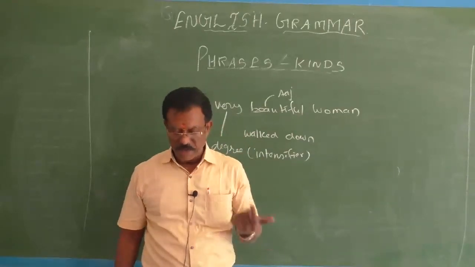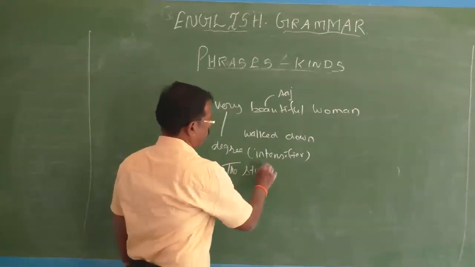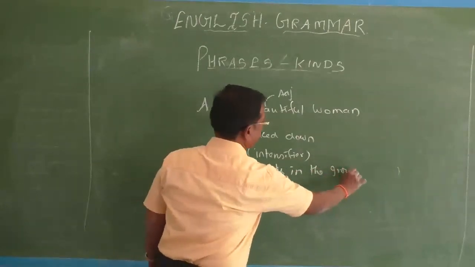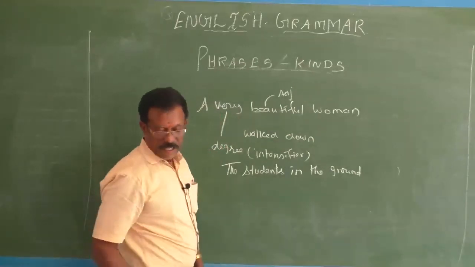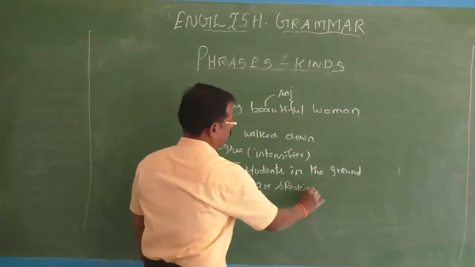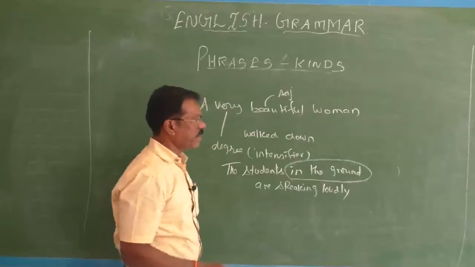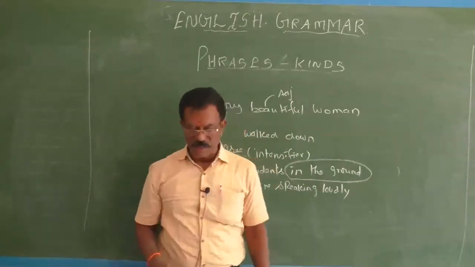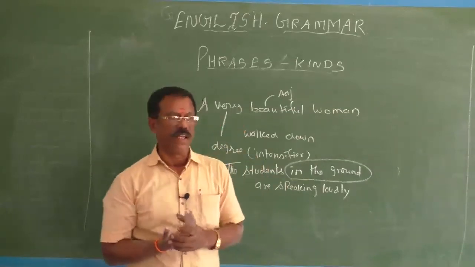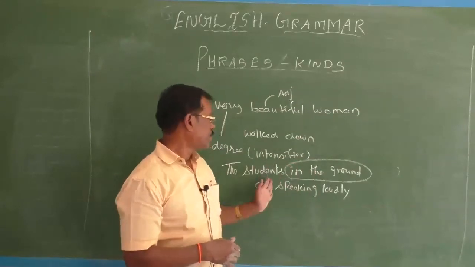The students in the cafeteria are speaking loudly. See, the students in the ground, you can say like that also. The students in the ground are speaking loudly. Here, in the ground is a prepositional phrase. Sometimes a prepositional phrase can be used as an adjective phrase, and there also it does the function of an adjective. Here in the ground it stands for where the students are.